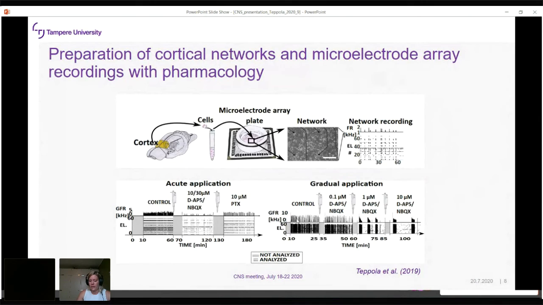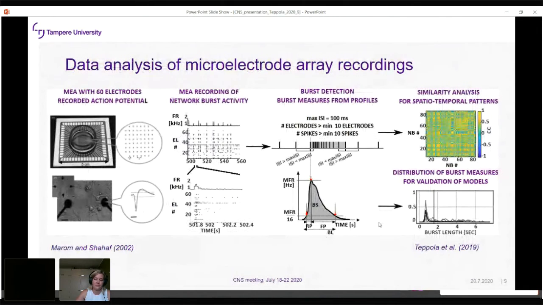I recorded the network-wide activity under several pharmacological conditions of receptor antagonists. I performed two types of experiments: acute, complete blockage of each receptor, and gradual suppression of receptors. In acute application, first one of the excitatory pathways is blocked, followed by blocking of the inhibitory pathway. In the gradual application shown here, I blocked either AMPA or NMDA receptors.